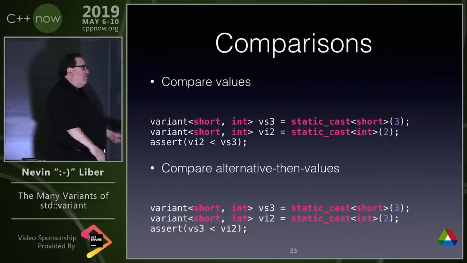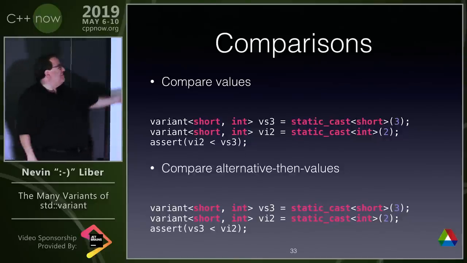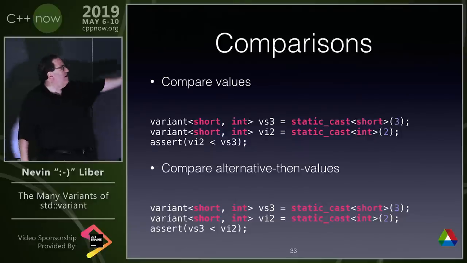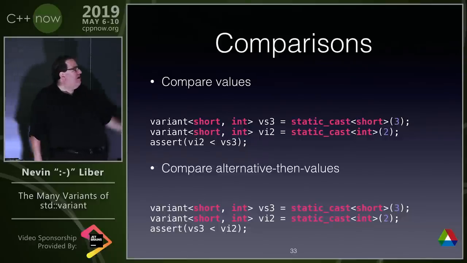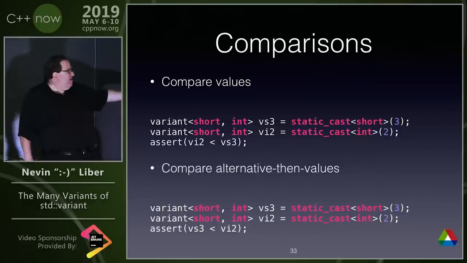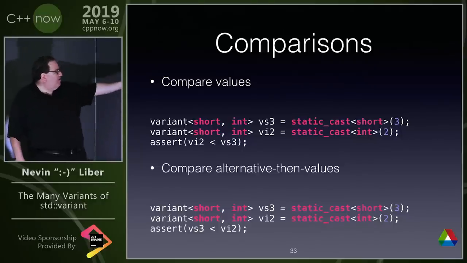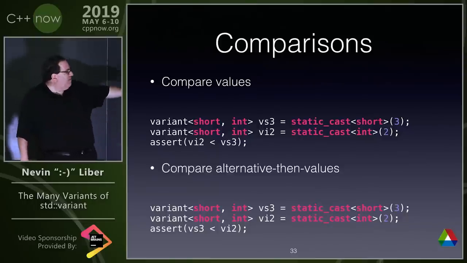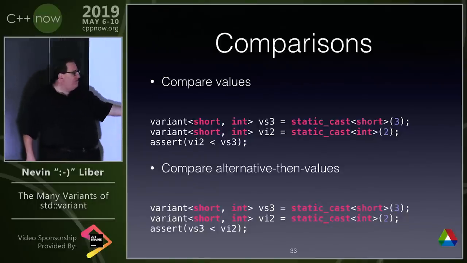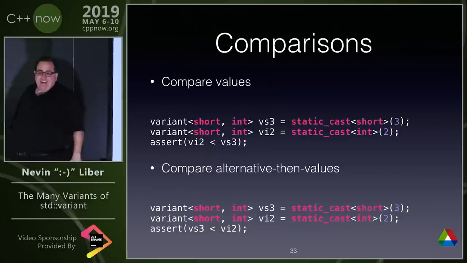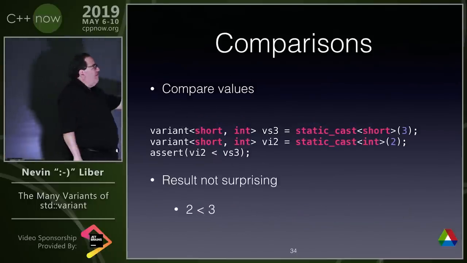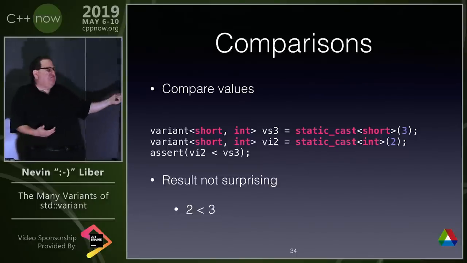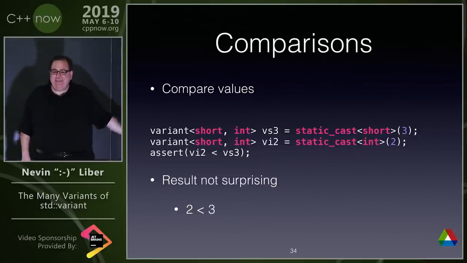So comparisons, right? Well, there's actually two ways we could do comparisons. We could just compare values. So I have a variant with a short and int in it that has a short 3. VI2 has an int 2. If I compare them, the comparison is true this way. If I compare alternatives, which is basically which slot it's in first, and then the values if they're in the same slot, that will flip, right? And this result's not surprising. This is kind of like math, right? 2 is less than 3.